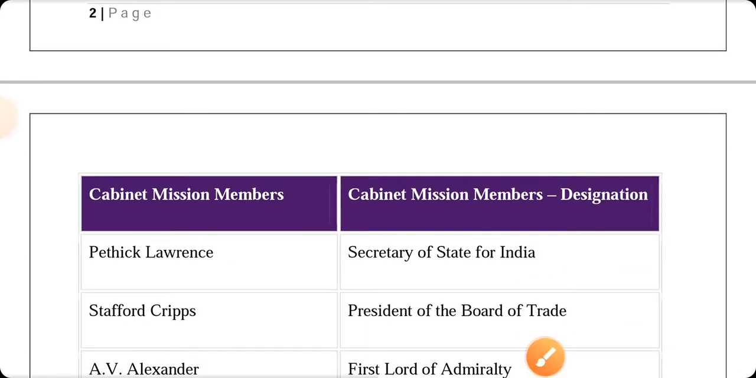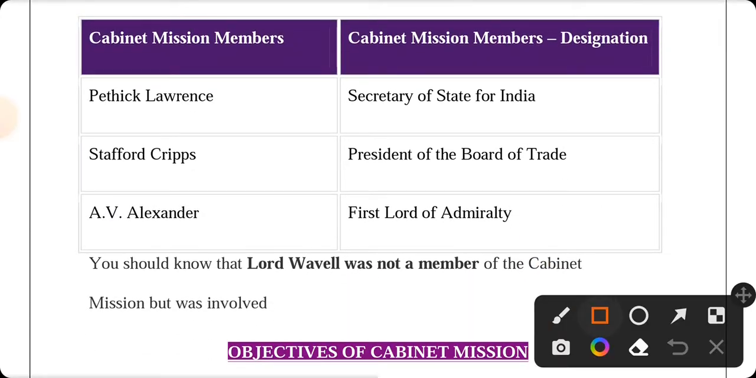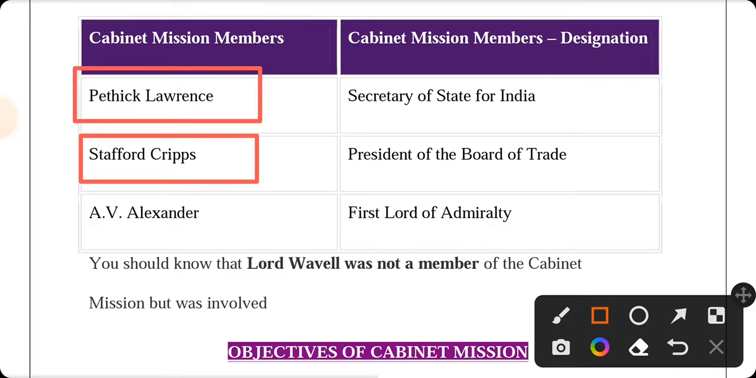Right. Those members are Patrick Lawrence, who is the chairman of the Cabinet Mission, Stafford Cripps, another member, and A.V. Alexander, the third member in the Cabinet Mission. Totally 3 members are present in the Cabinet Mission.